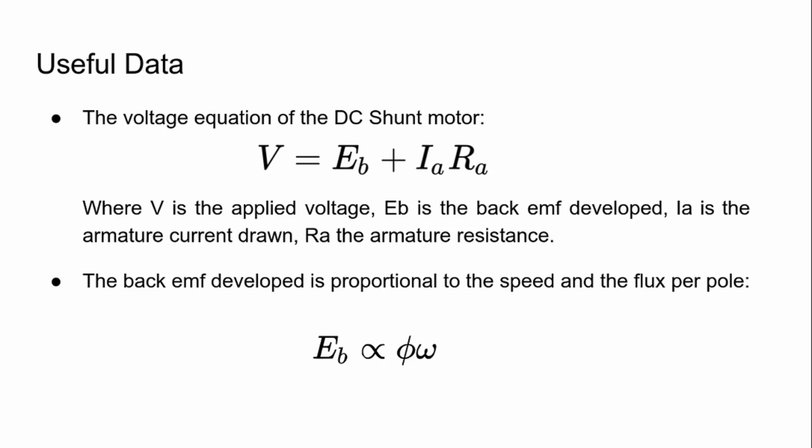The voltage equation of the DC shunt motor is V equals Eb plus IaRa, where V is the applied voltage, Eb is the back EMF developed, Ia is the armature current drawn, and Ra is the armature resistance. The back EMF developed is proportional to the speed and the flux per pole. Eb is proportional to phi times omega.